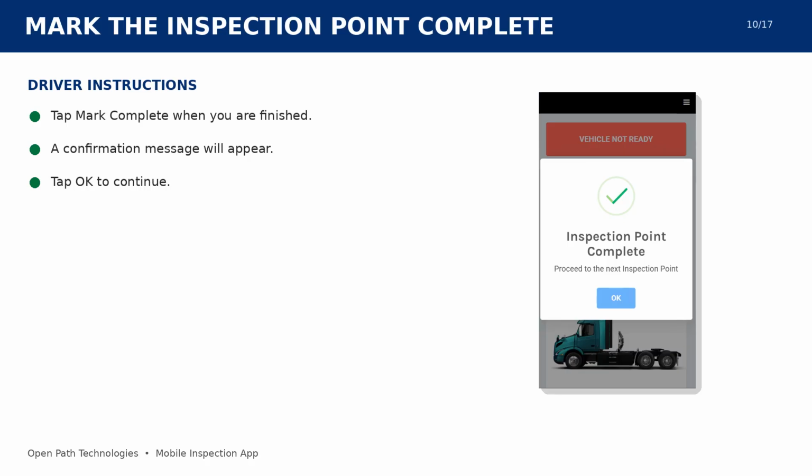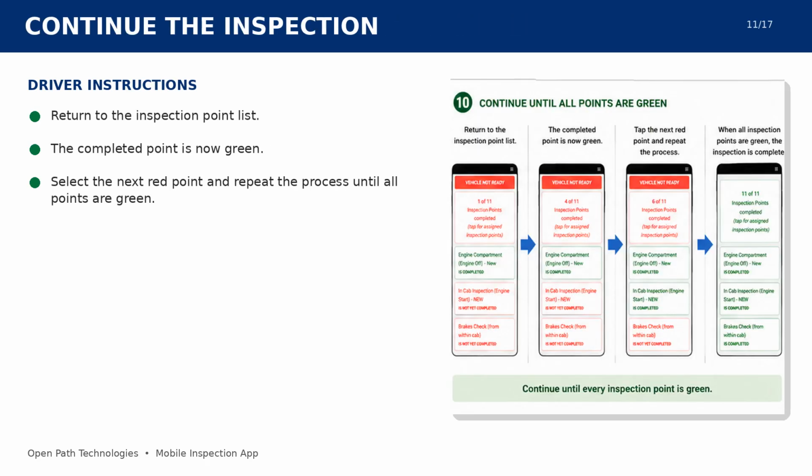Once you've finished inspecting the area, taking your photos, and adding any necessary comments, tap Mark Complete. You'll receive a confirmation that the inspection point has been completed. Tap OK to continue. Now return to the inspection point list and select the next red inspection point.